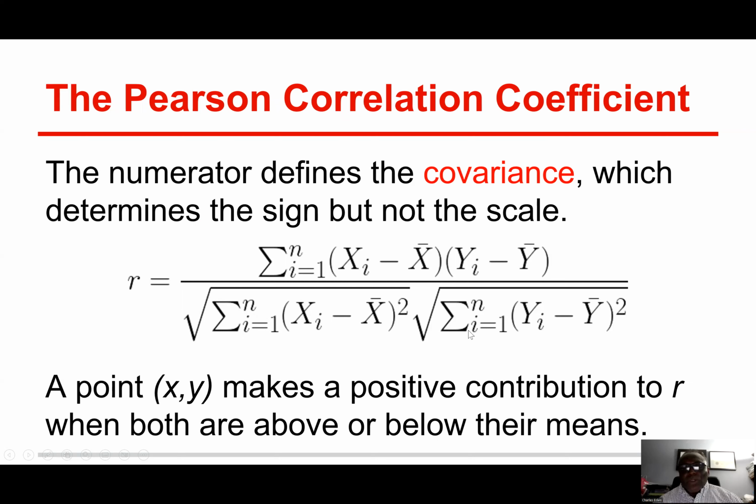So again, by looking at this formula, we need, again, raw data or continuous quantitative variables. As we said, the R value will always be between -1 and +1. Then we can make our interpretation. So here we say the point X, Y makes a positive contribution to R when both are above or below their means.